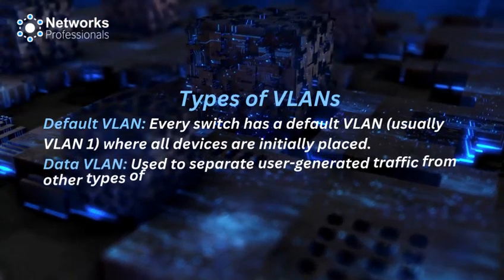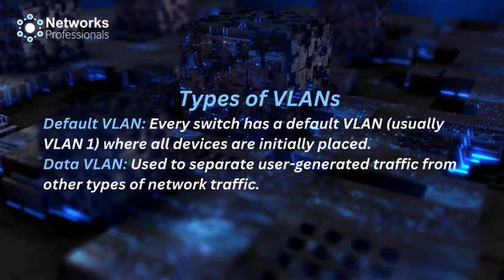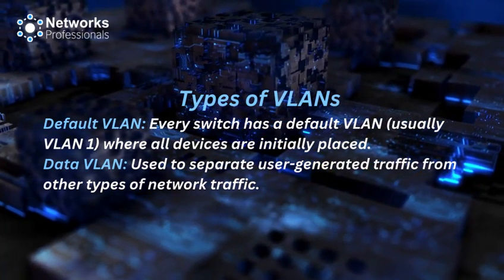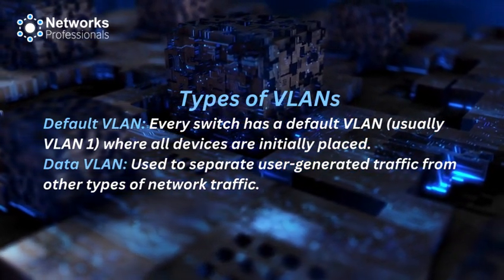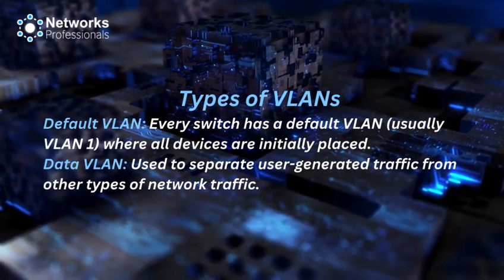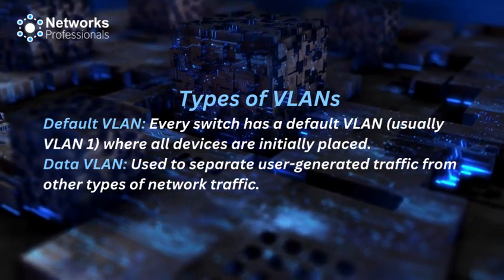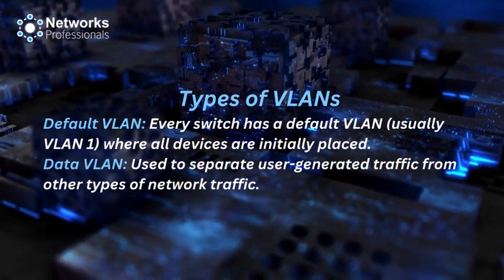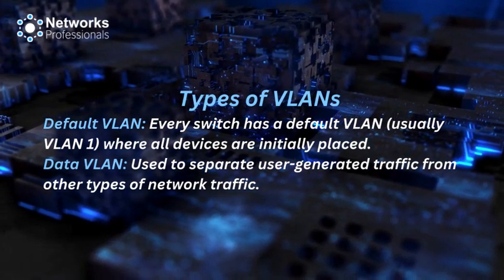Types of VLANs. Default VLAN. Every switch has a default VLAN, usually VLAN 1, where all devices are initially placed. Data VLAN. Used to separate user-generated traffic from other types of network traffic.